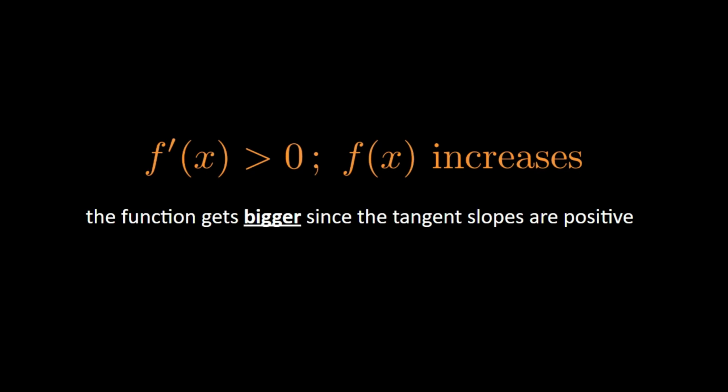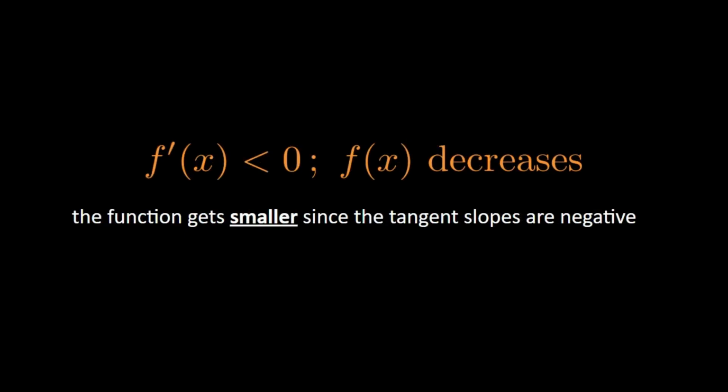And if that makes sense, you shouldn't be shocked that if the first derivative is negative, and keep in mind that can happen over a whole entire interval of x values, not just a single x value, but an infinite number of x values, your function is decreasing. Your function is getting smaller since the tangent slopes are negative. So positive tangent slopes, function goes up. Negative tangent slopes, function goes down.